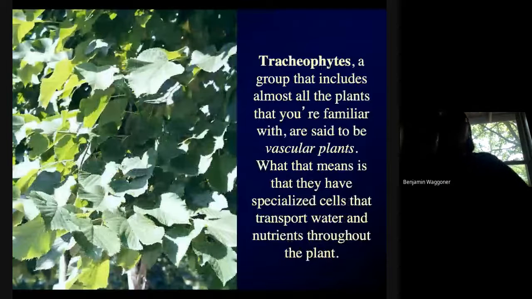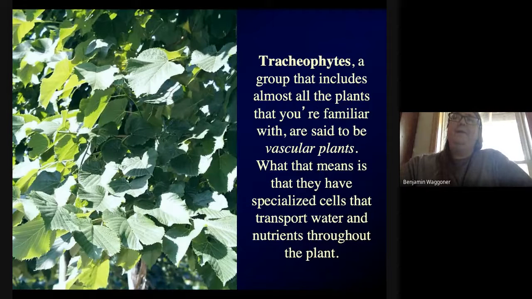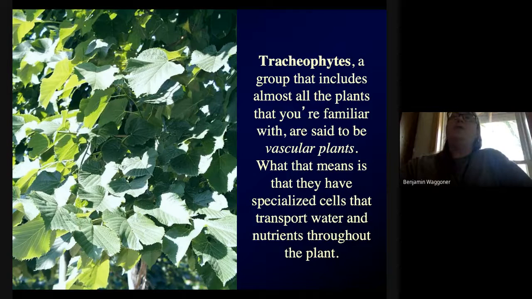Almost all the plants that you've ever seen, except for the mosses, are called tracheophytes. Tracheo, you ought to think of your own trachea, right? That's the tube that carries air from your mouth down to your bronchi and then into your lungs. Tracheophytes don't exactly breathe air, but just like your trachea is basically a big pipe, tracheophytes are the ones that have specialized cells that are shaped like pipes that transport water and also transport nutrients all through the plant.